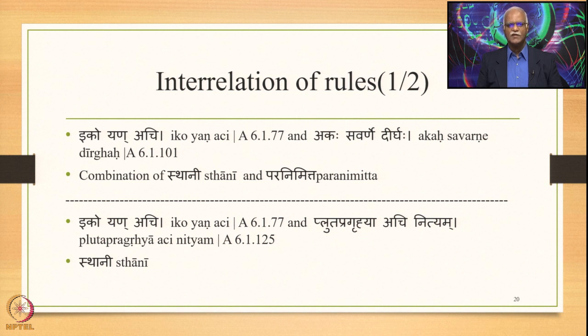We observe that there is an intersection of rules that is working here. This is what is called interrelation of rules. So, Iko Yanaci and Akah Savarne Dirghah are sharing some of the scopes. The combination of sthani and paranimitta is partially being shared by these two sutras. Similarly, we also observe that Iko Yanaci and Pluta Pragriha Achinityam are also sharing some scope of application. Iko Yanaci and Pluta Pragriha Achinityam are sharing the scope of sthani over here, and Iko Yanaci and Akah Savarne Dirghah are sharing the combination of sthani and paranimitta.